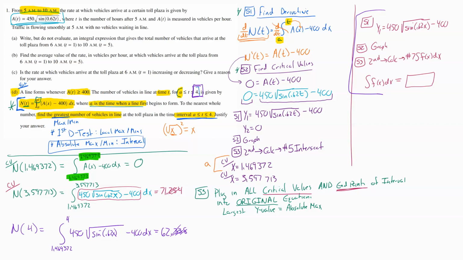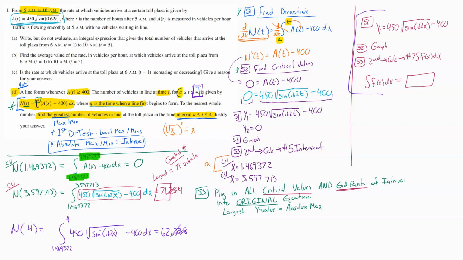So now we compare all these y values. Remember, it's funky because you're dealing with an integral, but these are y values. So this is the largest. And so the maximum, the greatest number of vehicles would be 71 cars or vehicles, whatever you want to call them. So 71 vehicles would be the greatest number.